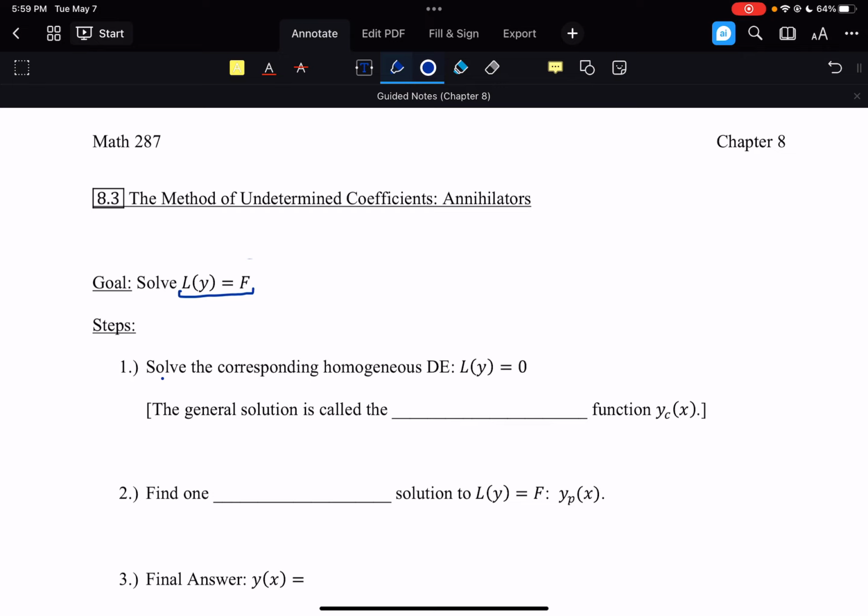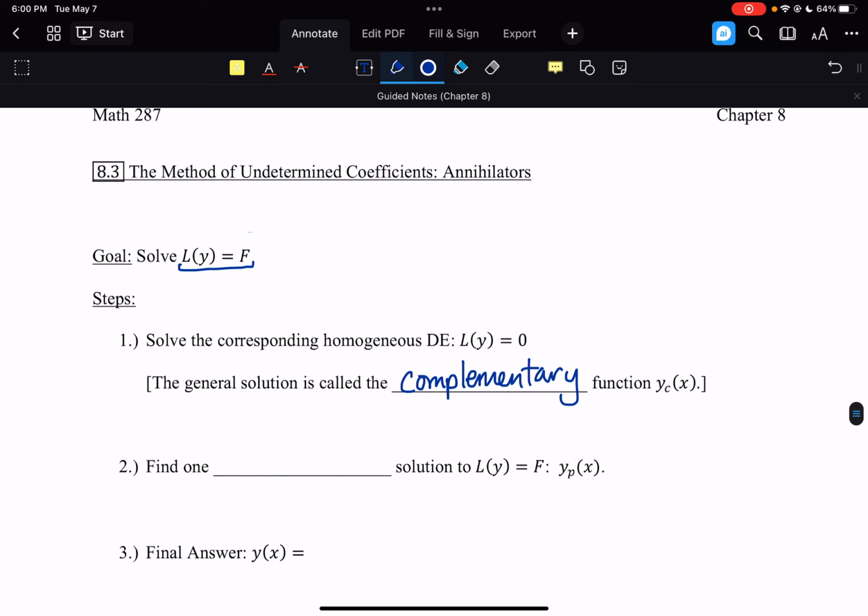The first is to solve the corresponding homogeneous differential equation. So first things first, we will let the right-hand side be 0 and solve that using the methods we saw in the previous section. The general solution to this is called the complementary function, abbreviated y sub c of x. So we're going to find the general solution to the corresponding homogeneous differential equation.